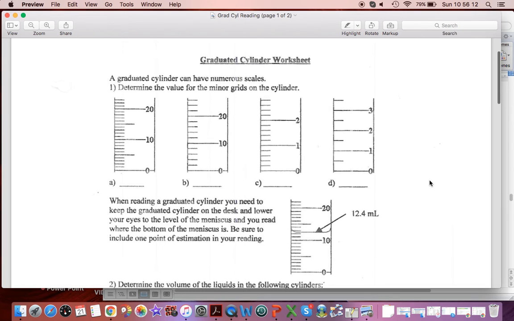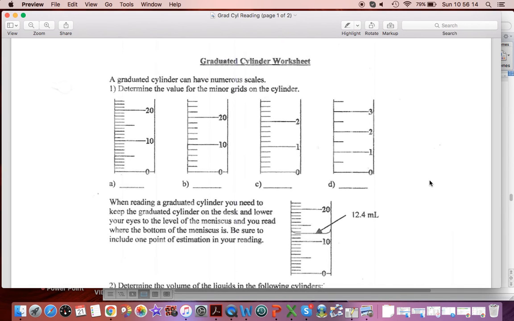This is something that's fairly important in grade 8. It becomes much more important in your senior science courses when you're doing very precise measurements.